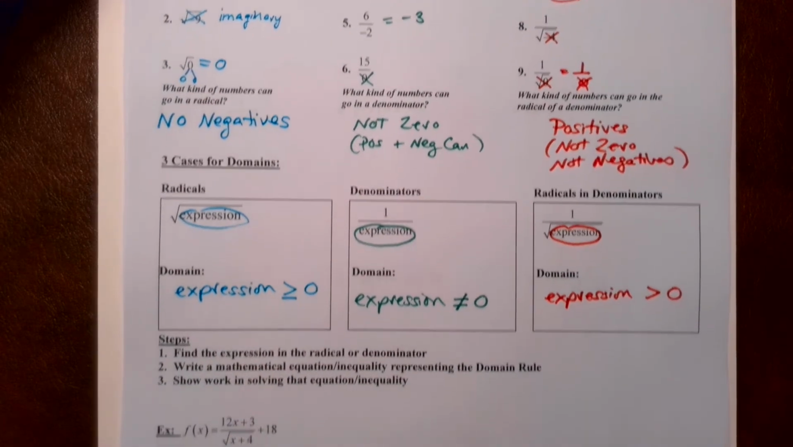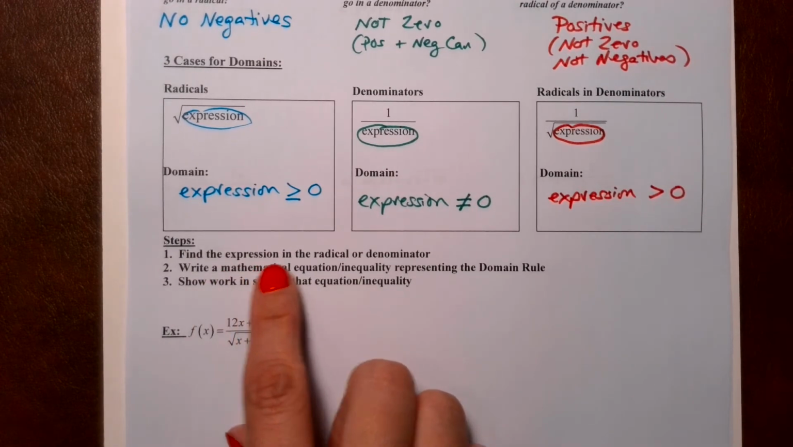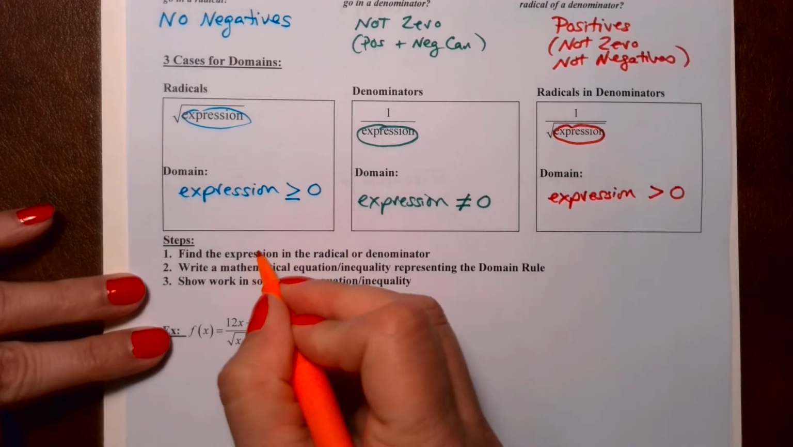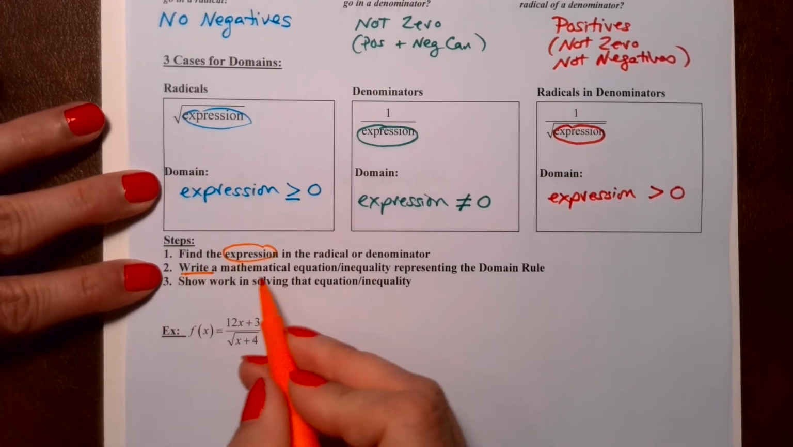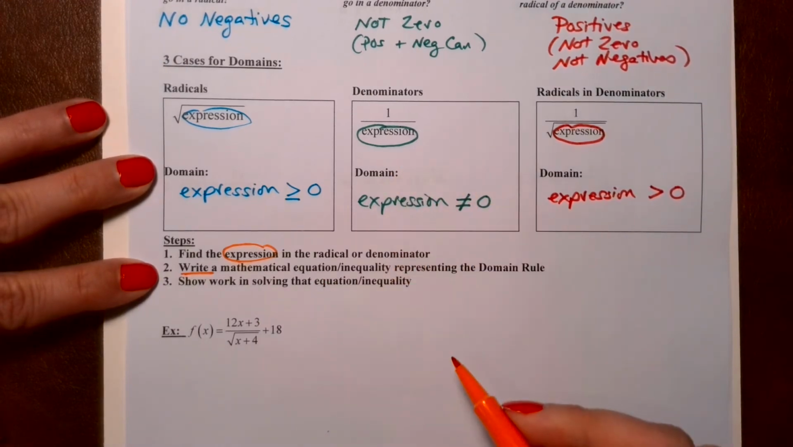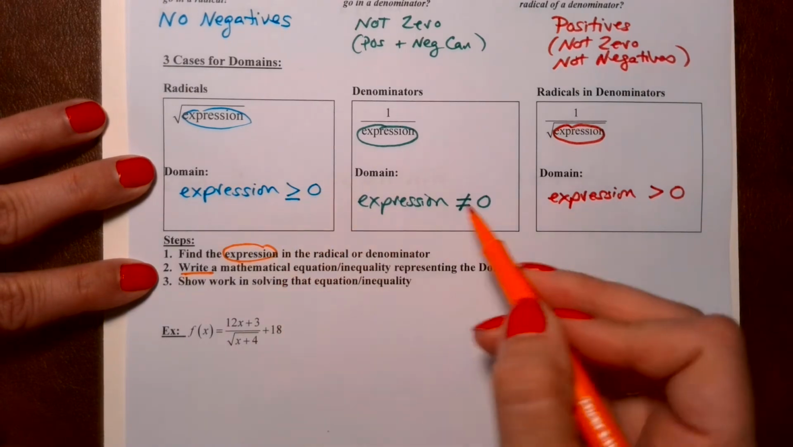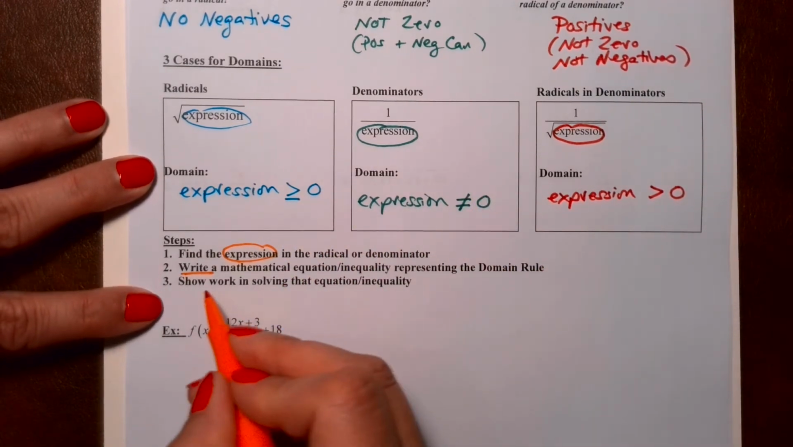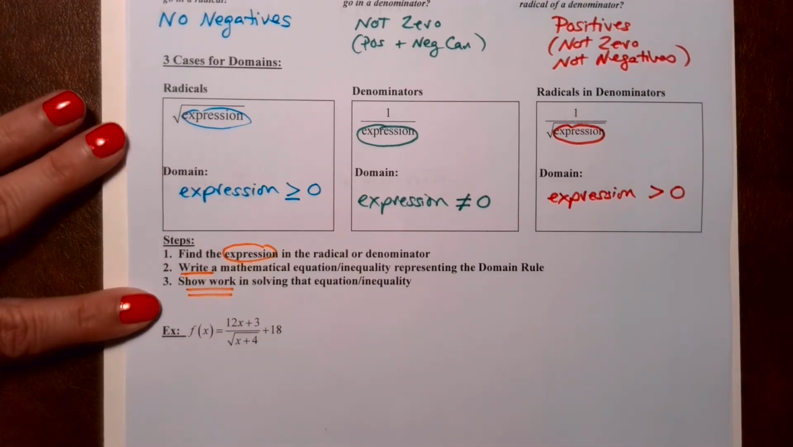When we have a problem, here's the steps. Okay, you find the expression in the radical or the denominator. So you find it, circle it. Okay. Then you write a mathematical equation or inequality representing the rule. Okay, so either that expression has to be greater than or equal to 0 or not equal to 0. Then you show good work in solving that inequality or equation.